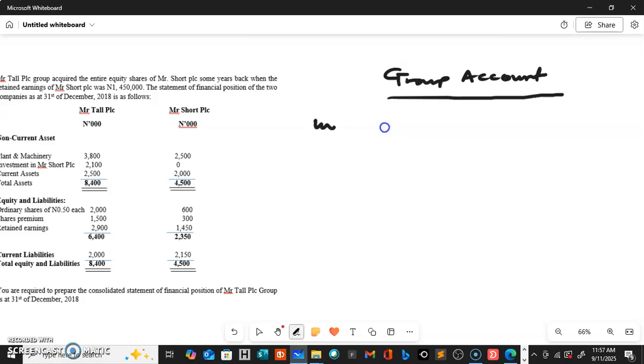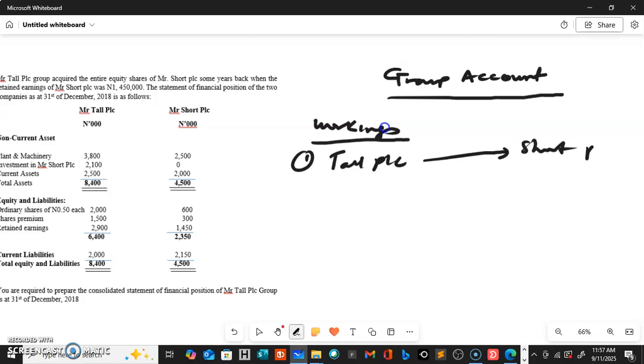So we have the workings. As we progress, the various definitions and terms that have to do with group account, I will take my time as much as possible to explain them. So here we have Top PLC, let me use the abbreviation Top PLC. Top PLC owns Short PLC. So what is the total ownership, which is 100%? Number two, do we have NCI? No. So NCI is 0% in this case.